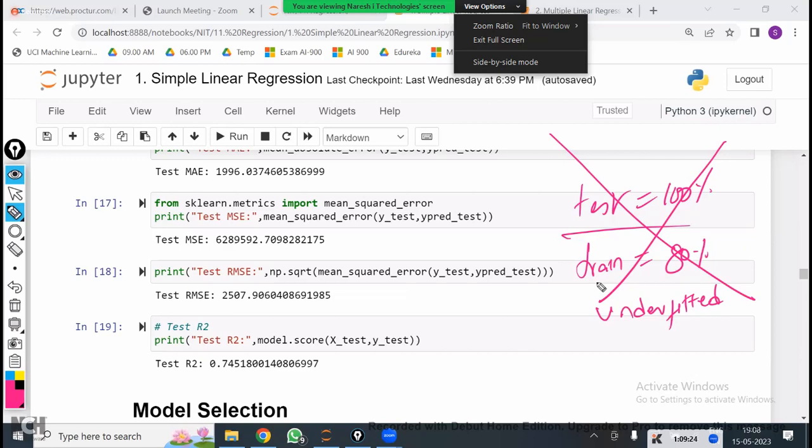Sir, test accuracy 100%, sir. Worst, sir. Though it is 100%, it is worst only. That model is the worst. You should not focus on a single value. You should focus on both the values.